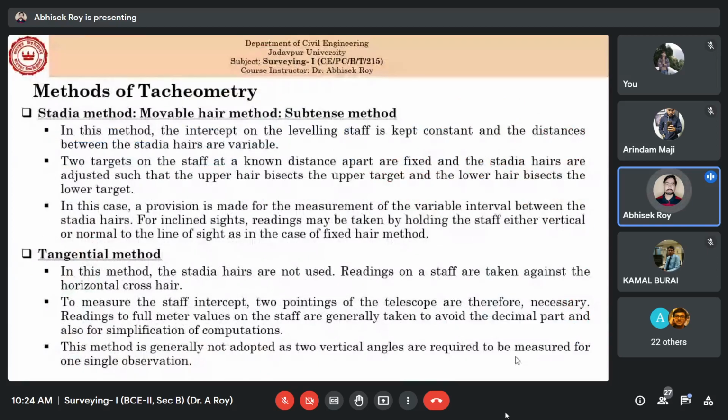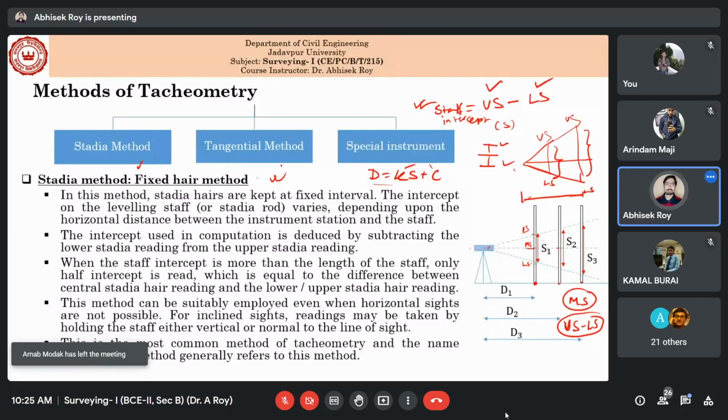Now, the movable hair method, which is also called the subtense method, is also another Stadia method. But normally, if anyone says we will do it by the Stadia method, then we will not mean this method. We will go by the earlier method.